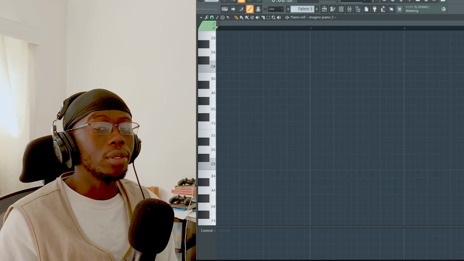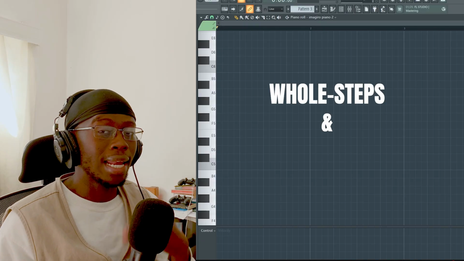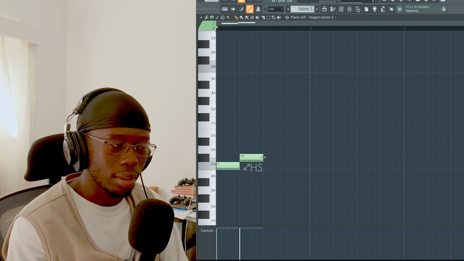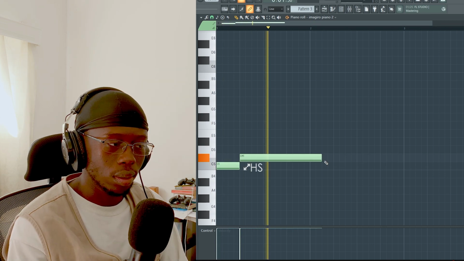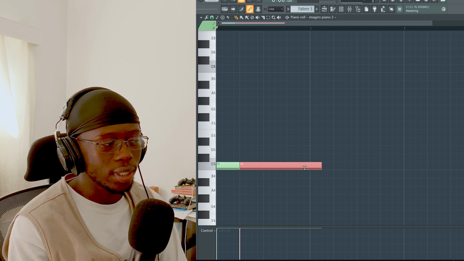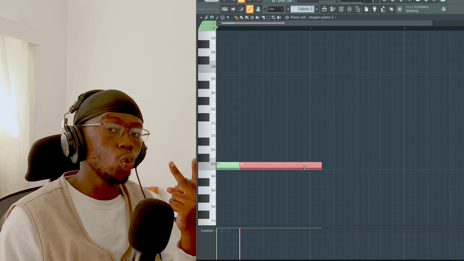So the formula we're going to be using is made up of whole steps and half steps. A half step is simply the smallest distance we can get on our piano roll, and it sounds something like this. And as you can see, it's the smallest distance because when I go down, we are back to C. And a whole step is simply 2 half steps.